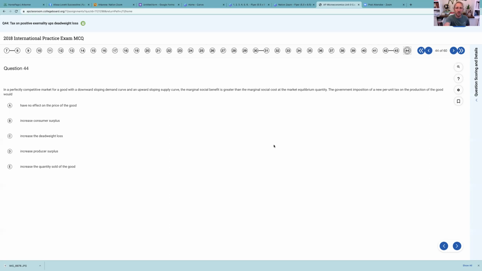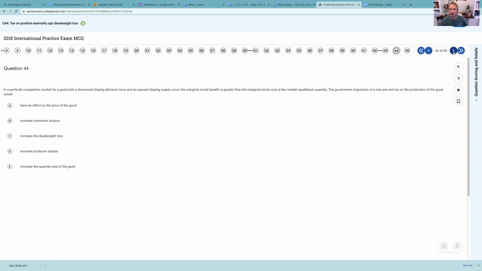But it says the benefit exceeds the cost, implying that there is a positive externality, which means the government is idiotic if they're imposing a per unit tax. If the objective is to decrease the deadweight loss and bring about the socially optimal quantity, they should impose a per unit subsidy, not a per unit tax. So your answer for 44 is C. And again, you could probably just use logic and common sense and eliminate A, B, D, E, and then you're left with just one answer choice.